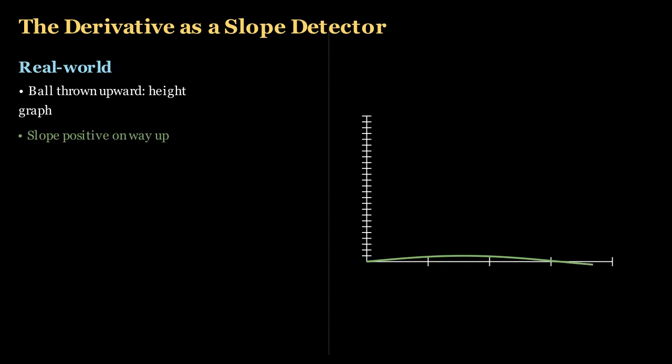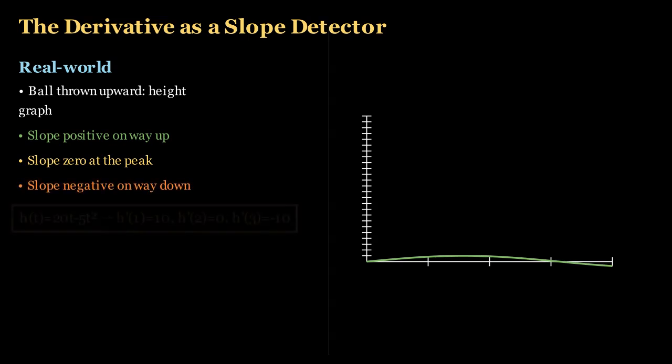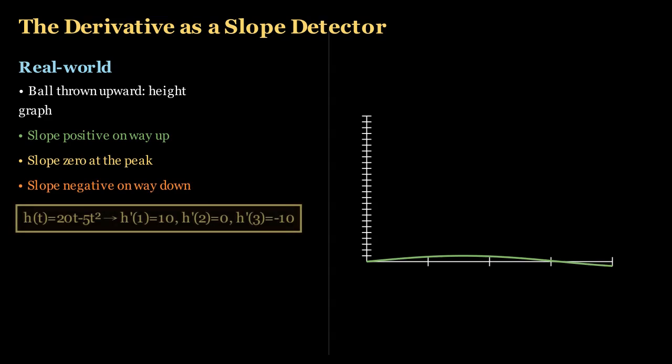If the height function is h of t equals 20t minus 5t squared, the derivative at t equals 1 is 10 meters per second upward. At t equals 2, it's 0, the peak. At t equals 3, it's negative 10, falling back. The sign of the derivative tells the whole story of the motion.